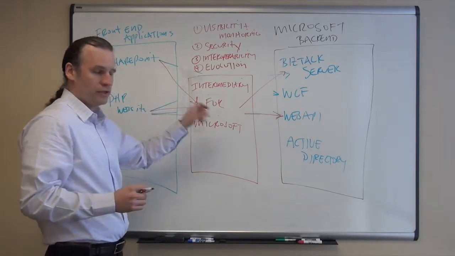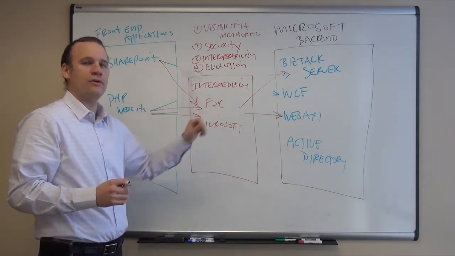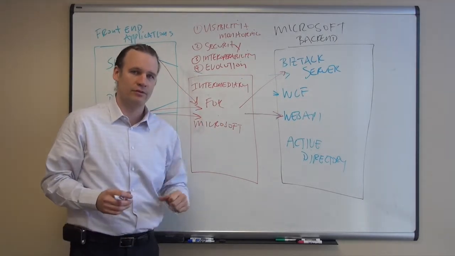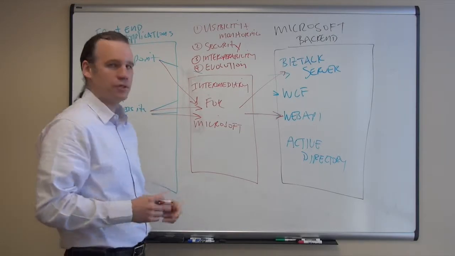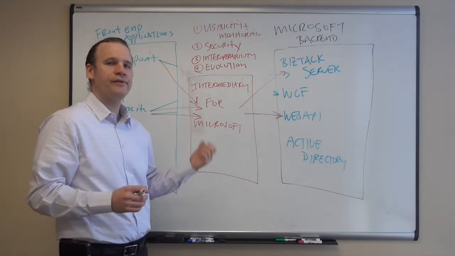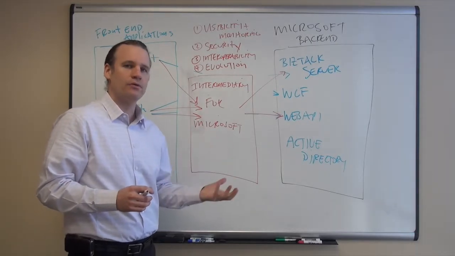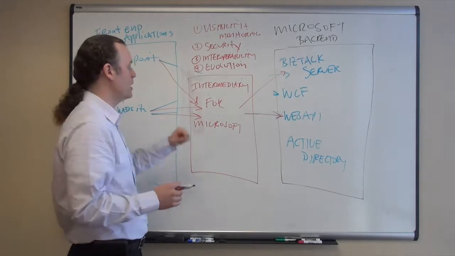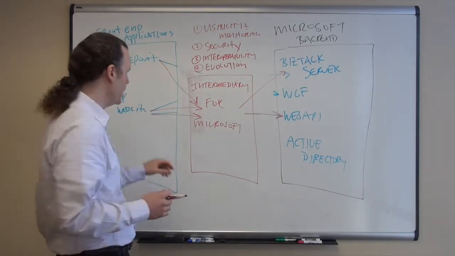In terms of security, Intermediary for Microsoft supports all the standard security protocols out there, especially the Microsoft ones. So it supports Active Directory natively, it supports Windows security, it can do Kerberos, it can do ADFS. So all the rich Microsoft security protocols are supported, and Intermediary for Microsoft can handle those out of the box, no problem. Next one is interoperability.